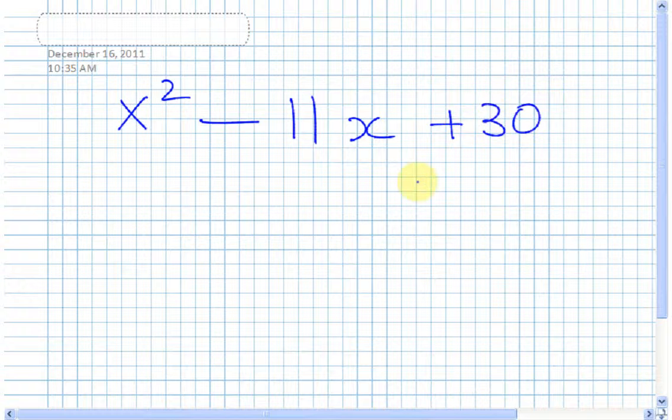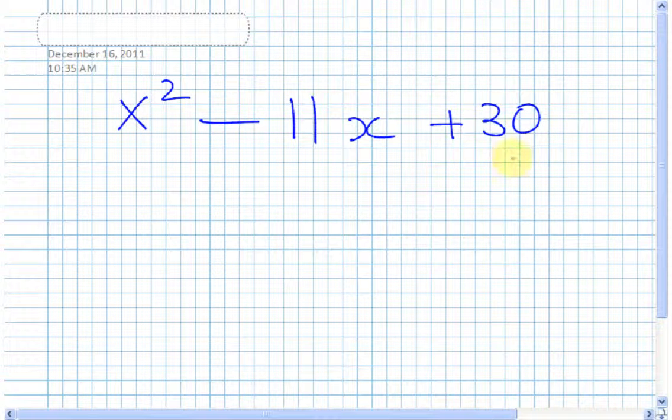Here's my question for you. Let's just work on this together. You don't need to write this down if you don't want to. Let me think about some numbers: x squared minus 11x, and then how about plus 30? Help me out, somebody. Don't tell me the answer. Just tell me what you would do to try to figure out this answer.